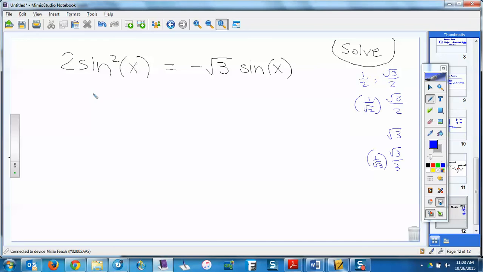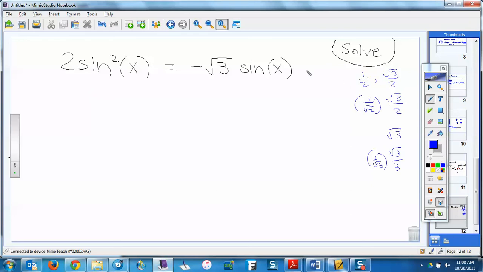Now, a lot of times, I worded it this way on purpose, a lot of people want to divide by sine right away. Now, the problem with doing that is you lose solutions, right? Because you can't divide by 0. And can sine x ever equal 0? Sure, right? At 0, at pi, at 2 pi, right? Sine can be 0. So we don't want to divide by 0, so dividing by sine x is usually bad. So what's the other option?